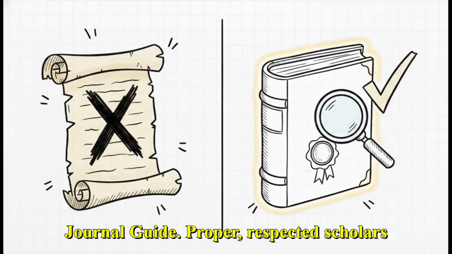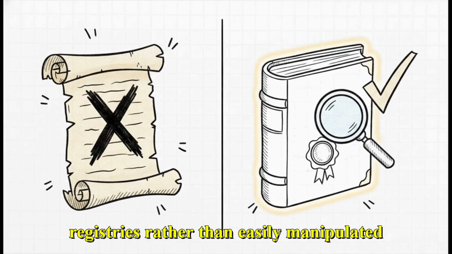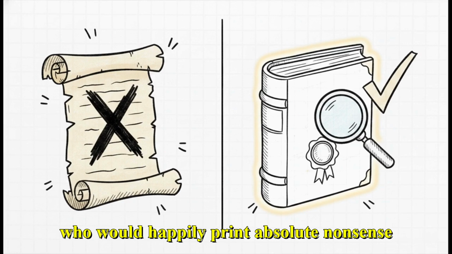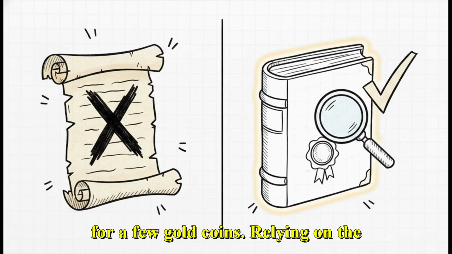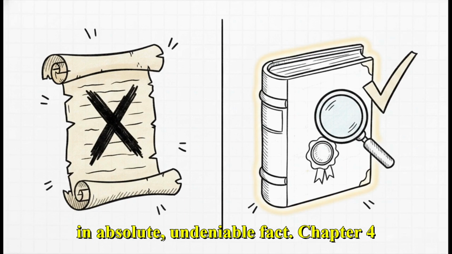Proper, respected scholars rely on these rigorous, peer-reviewed registries rather than easily manipulated citation indices or predatory publishers who would happily print absolute nonsense for a few gold coins. Relying on the right registries keeps our story grounded in absolute, undeniable fact.